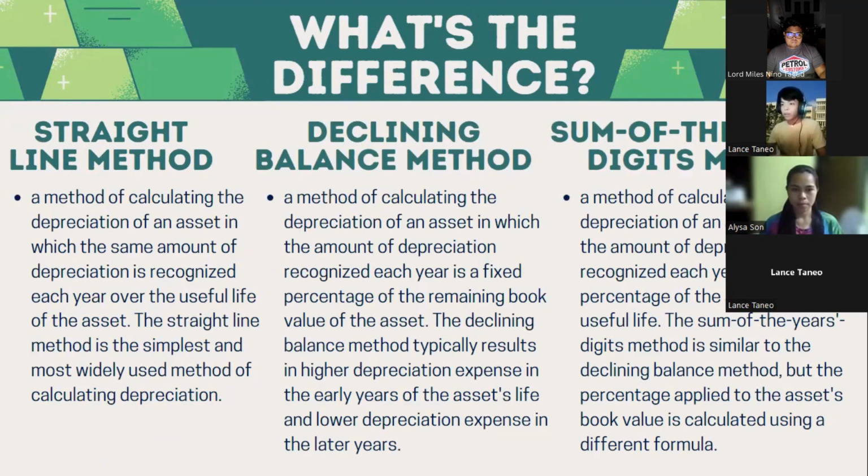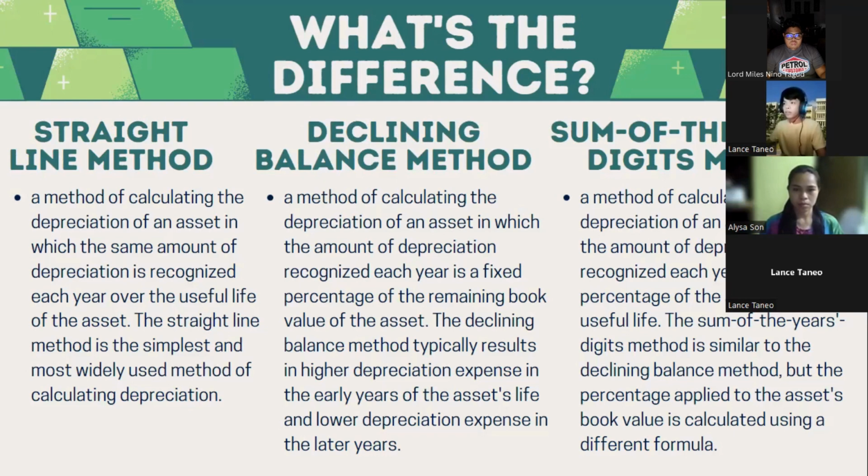Meanwhile, the declining balance method typically results in higher depreciation expense in the early years of an asset's life and lower depreciation expense in the following years. It is the method of calculating the depreciation of an asset in which the amount of depreciation recognized each year is a fixed percentage of the remaining book value of the asset.